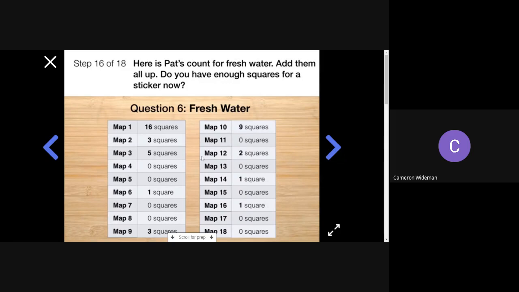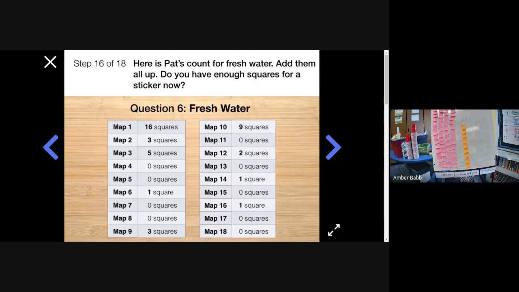All right, here's Pat's count for freshwater. Add them all up. Do you have enough squares for a sticker now? All right, do the math. 16, 17, 18, 19, plus 5 more, 19 plus 5, 24, 25, 28, 37, 41. Now you just jumped to what, 41? It's 41? We still don't even have enough for 1 sticker?